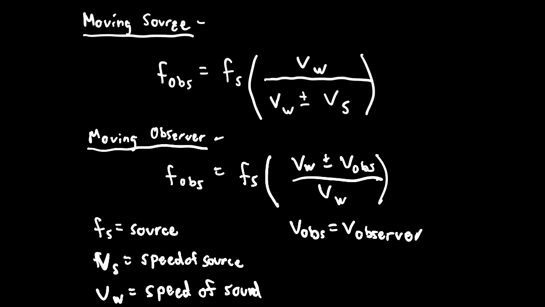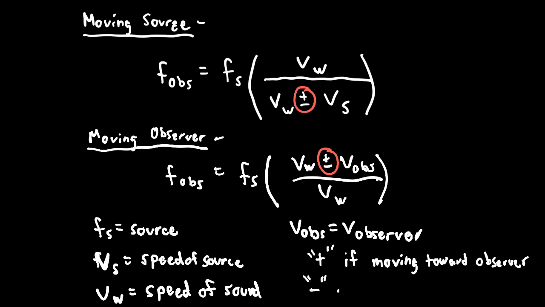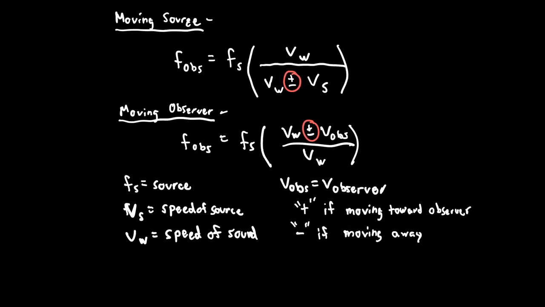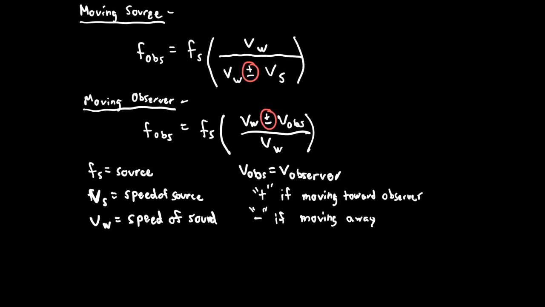And then the last thing we have to do is figure out when to use positives and negatives. So we have this little positive, negative. I have a positive if I'm moving toward the observer. I have a negative if I'm moving away. And you should check out the book to see how to combine these two if both your source and your observer are moving.